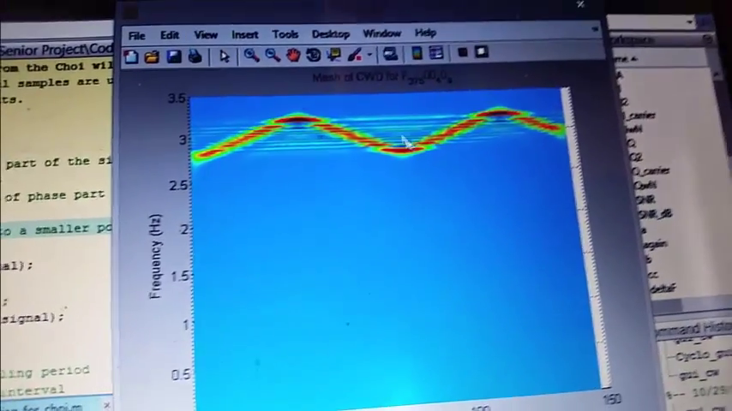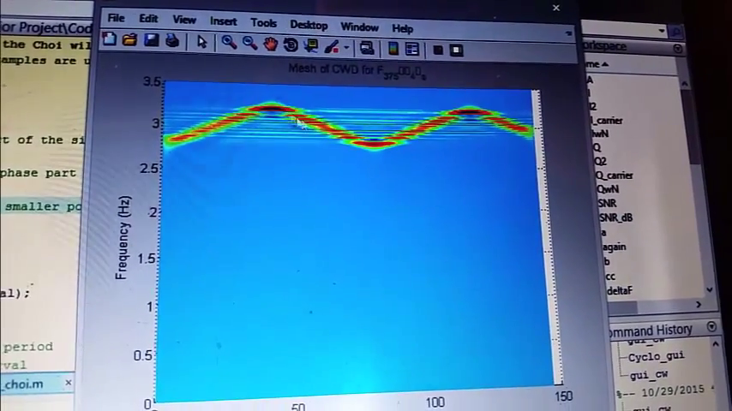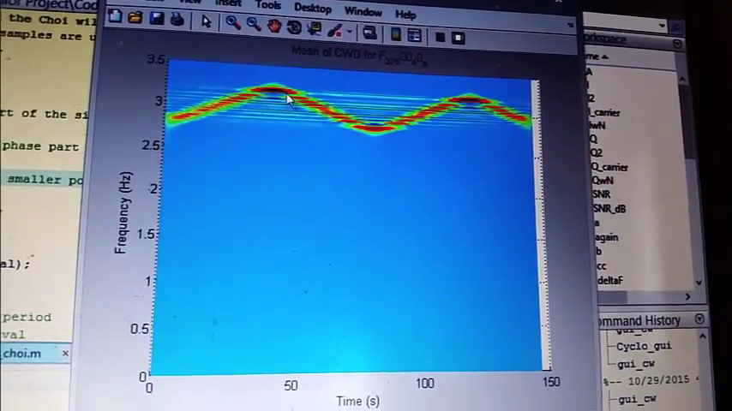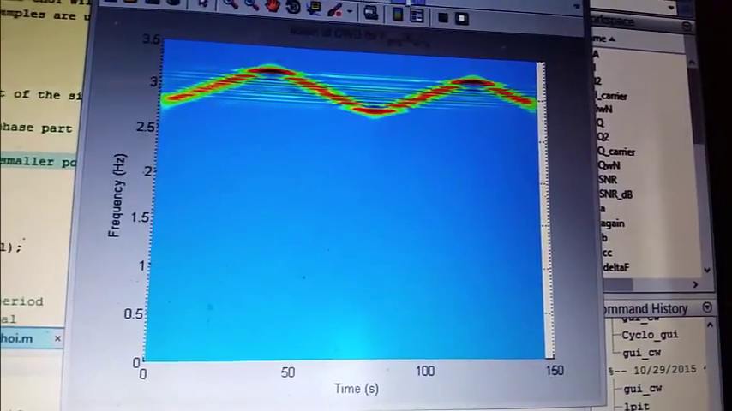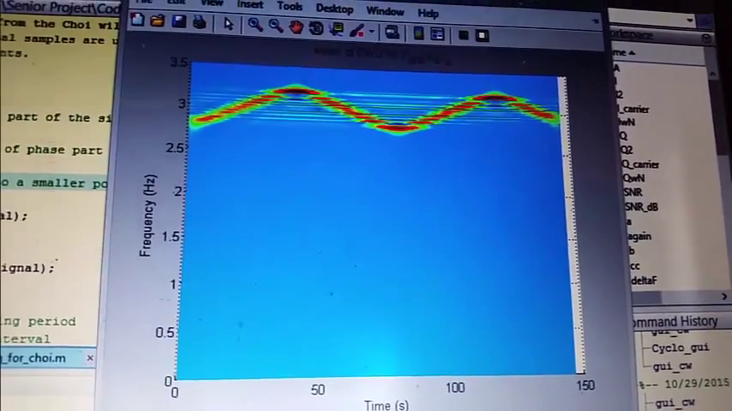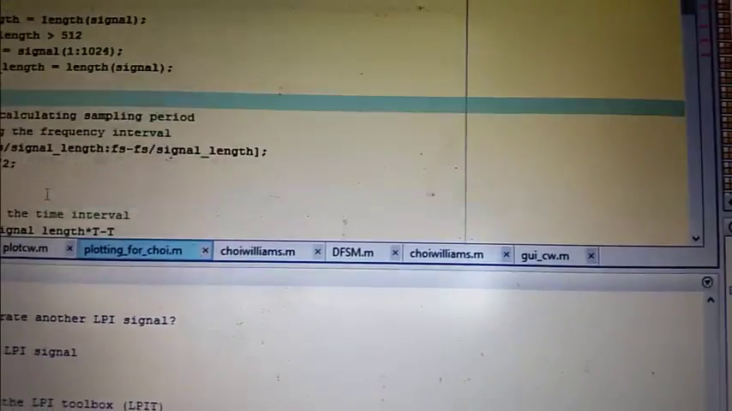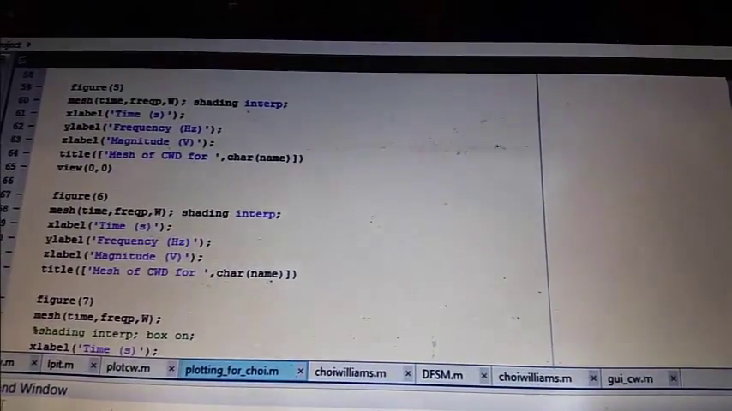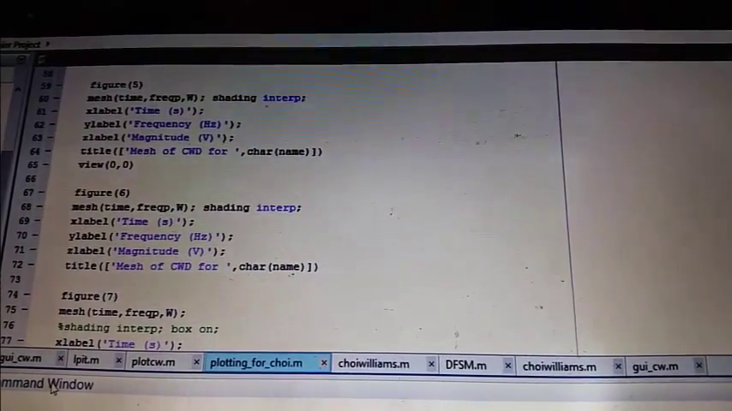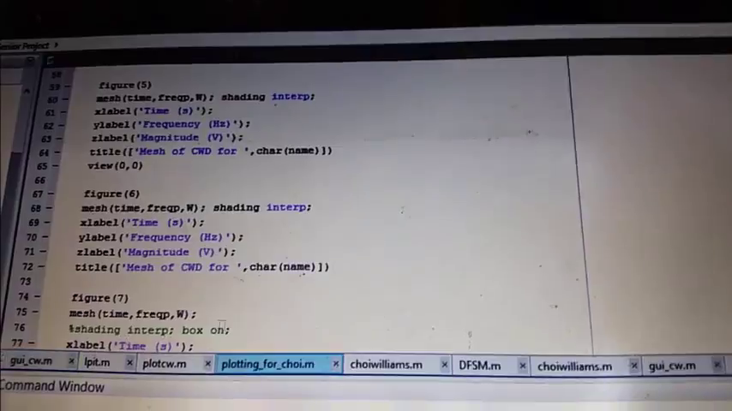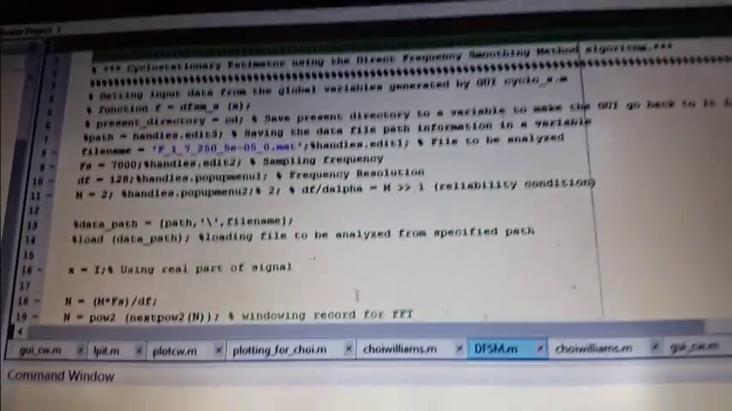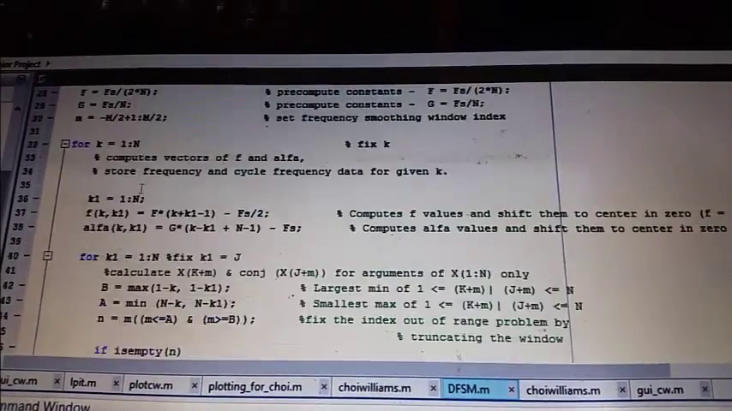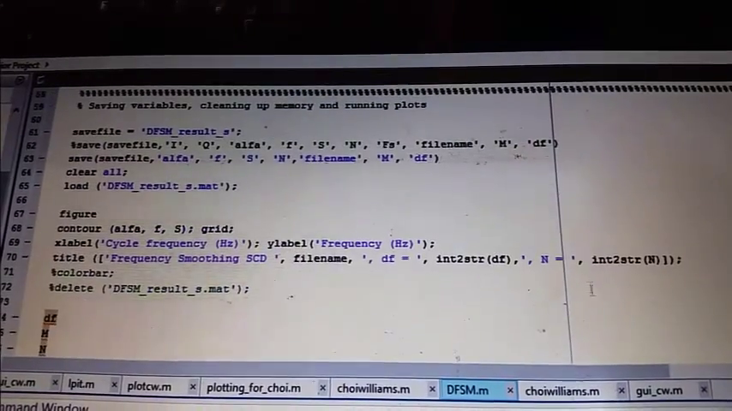So my goal was to be able to plot these results and interpret them in a meaningful way. From this, I can know that yes, this is an LPI waveform because I can match it up to known LPI waveform parameters. Again, through my research, we looked at Choi-Williams and we looked at the cyclostationary processes. The Choi-Williams was a lot easier to extract the parameters from. Here's some of the code for the cyclostationary in getting the plots.